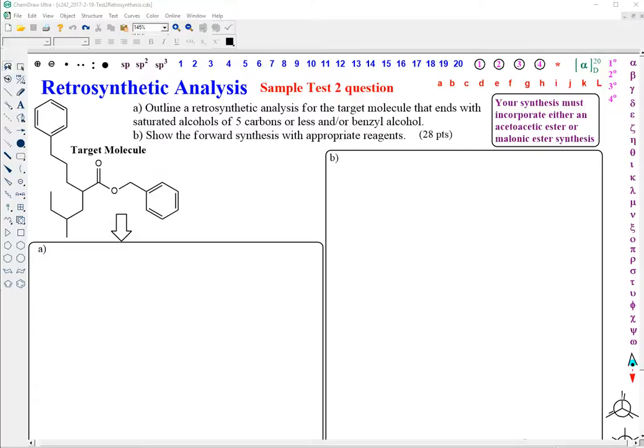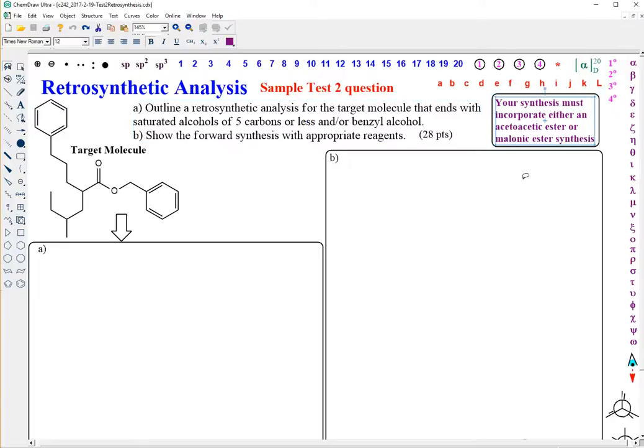I've had several requests to do a retrosynthetic analysis for Test 2 in Organic Chemistry 2. Here's your target molecule for this example. You are supposed to outline a retrosynthetic analysis for the target molecule that ends with saturated alcohols of 5 carbons or less and/or benzyl alcohol. Show the forward synthesis with appropriate reagents in the other box.